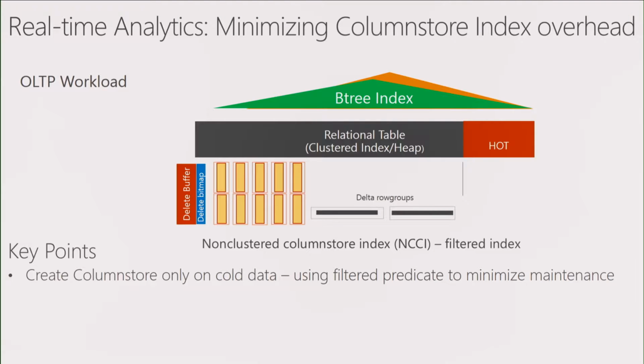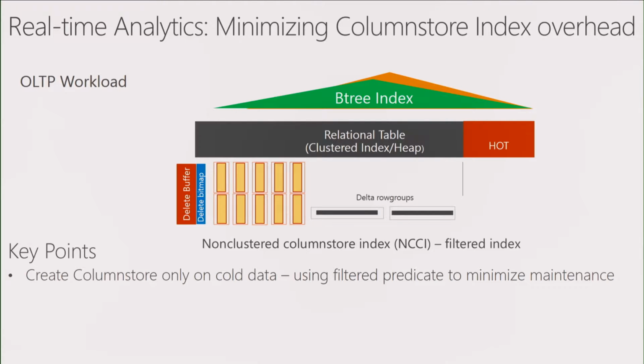The B-tree, of course, has all the rows, and the optimizer is smart enough to understand this situation and concatenate the two results. So it'll do the scan of the column store index, and then it'll also query the B-tree for those rows that don't satisfy the filter predicate.